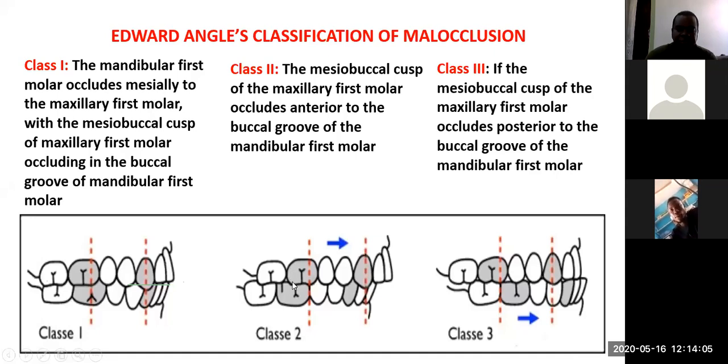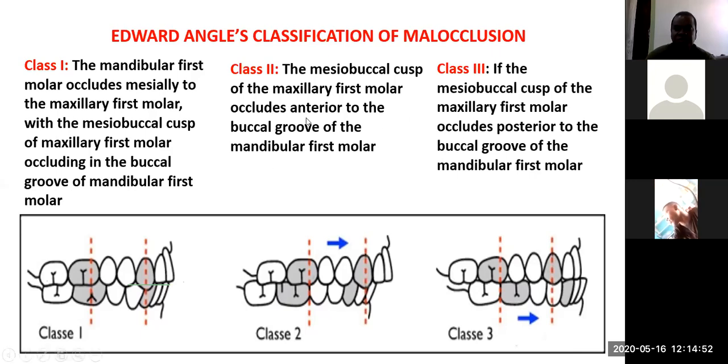The mesobuccal cusp. I told you earlier that you name a cusp as per the surface of the tooth. Mesobuccal: that is nearest the midline, nearest the buccal side. So the mesobuccal cusp of the maxillary first molar, see where it is lying. It is occluding anterior to the groove of the mandibular first molar. Now, you see that the mandibular first molar here is backward. Why is the maxillary first molar moving anterior? That is the description it is trying to give you there.